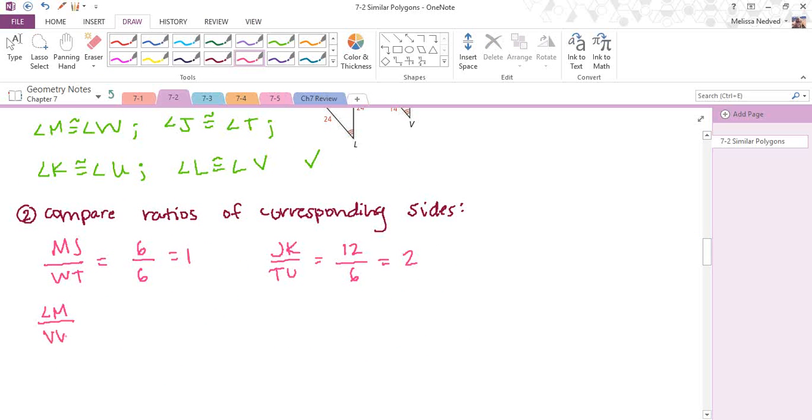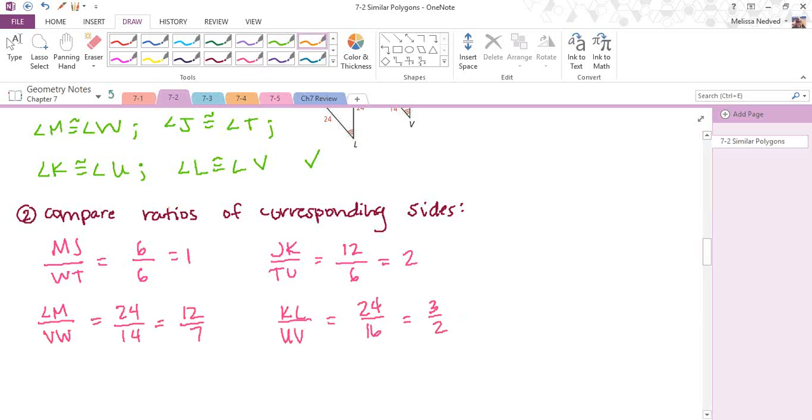LM over VW is 24 over 14, which reduces to 12 over 7. And what's the other one? KL over UV gives us 24 over 16, which reduces to 3 over 2.